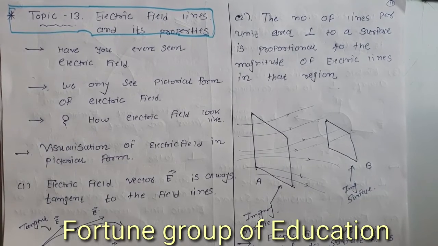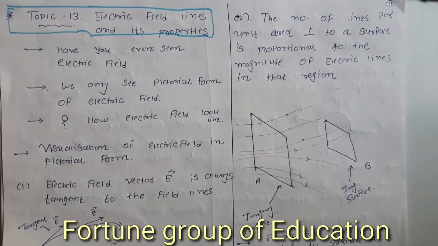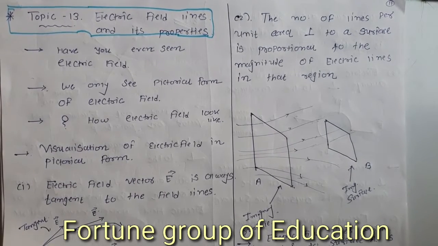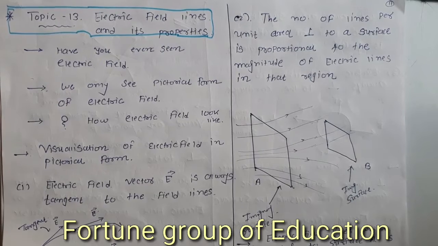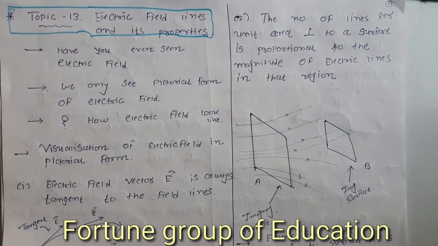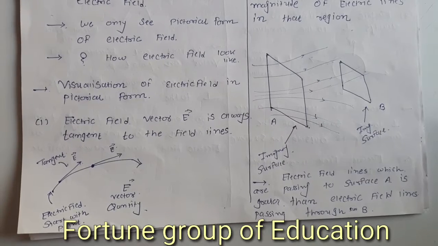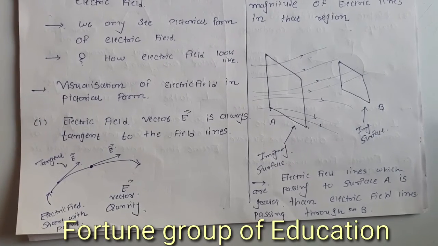We only see the pictorial form of the electric field lines. So one question is in our mind: how does an electric field look? The visualization of the electric field in pictorial form is known as electric field lines. So we can only see the visualization of the electric field. Now there are some electric field line properties, and we have to see them.